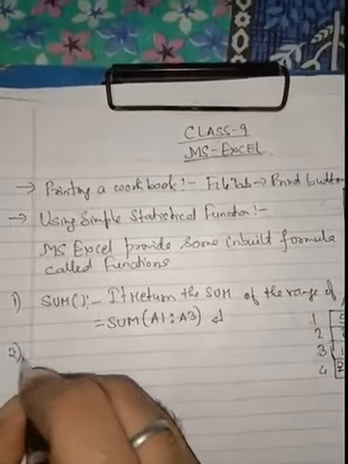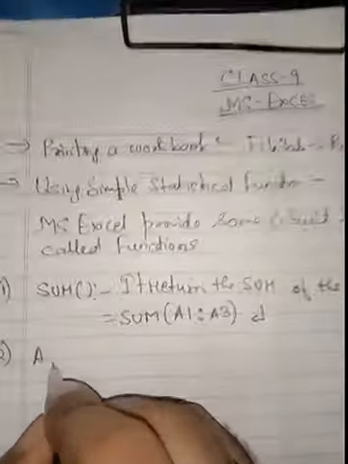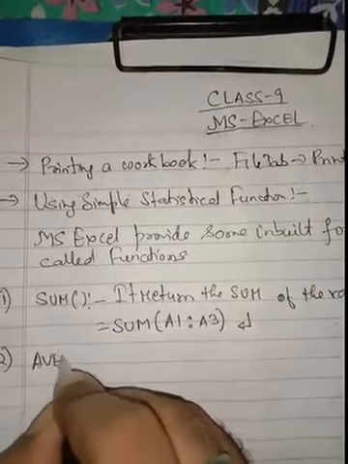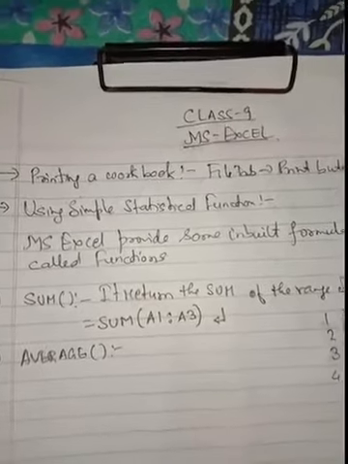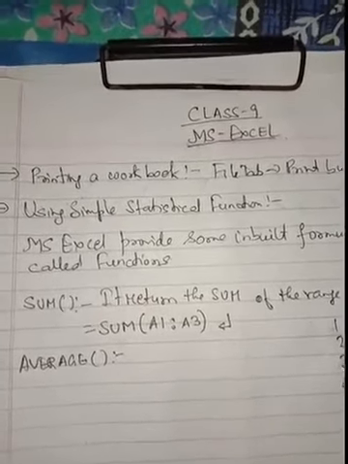This is the sum function. The next function that we have is the average function. So what does it do? It returns the average of the range of cells.